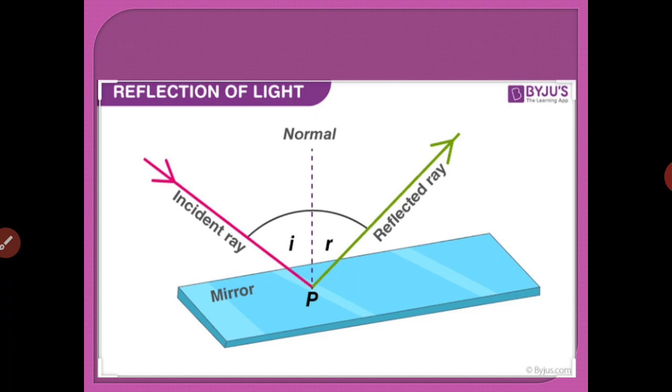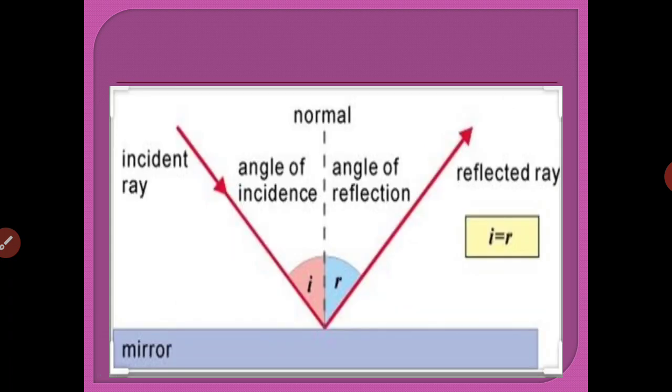If you look here, a mirror is placed, and the incident ray falls on the mirror and is then reflected. The green one is the reflected ray. I is the angle which the incident ray is making, and R is the angle which the reflected ray is making. Here I show you another diagram of reflection. Again, all the labeling is shown in the figure, and here I equals R, meaning the angle of incidence and the angle of reflection must be the same.